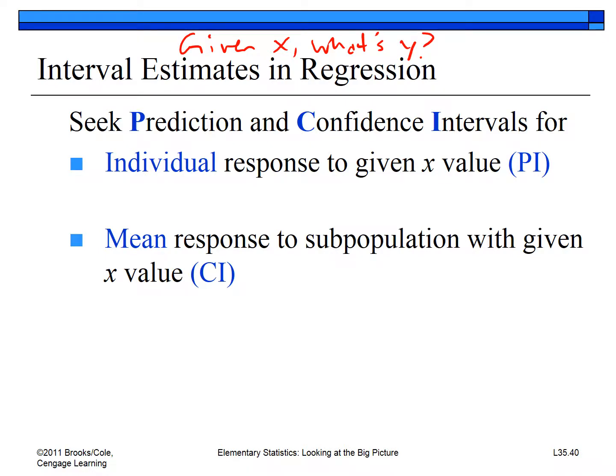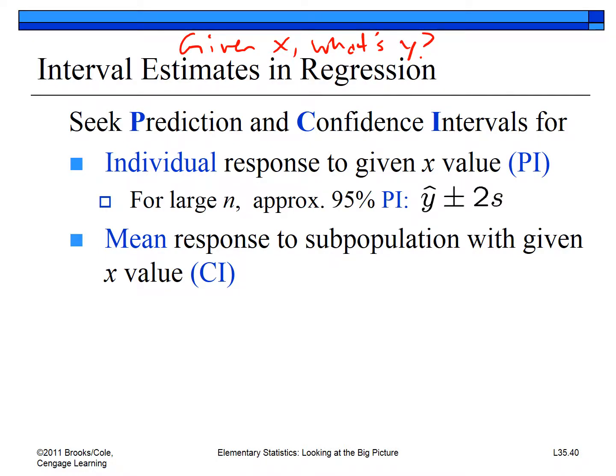These are computed in almost the same way. This is going to look very familiar. For a large n, bigger than, again, 31 or 32, the 95% prediction interval will be y hat. Remember, that's what the line predicts for that given x value, plus or minus 2 times s. Remember, that's the typical residual size right there.